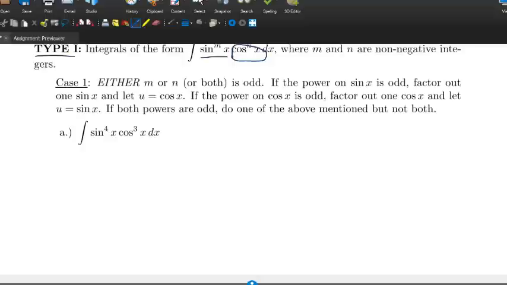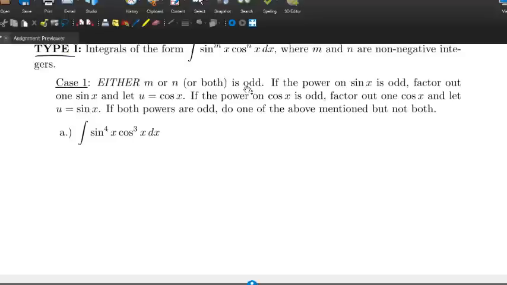Here, as you can see, I have n power of sine and n power of cosine. And you'll see in a second we will decide what to do by looking at these exponents. Here m and n are non-negative integers. Let's start with the first case. Case 1: either or both of these exponents are odd numbers.